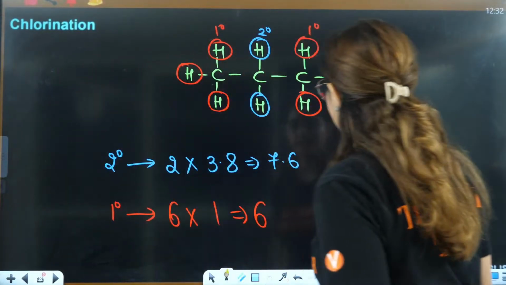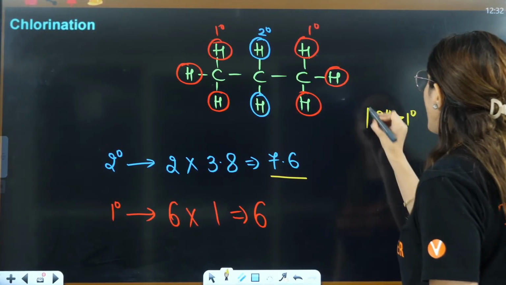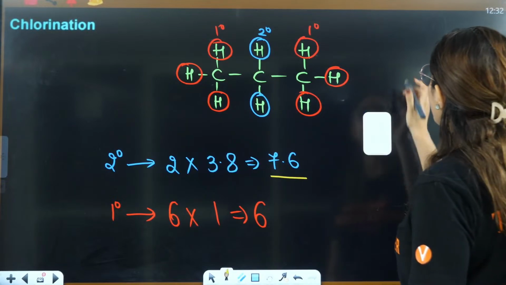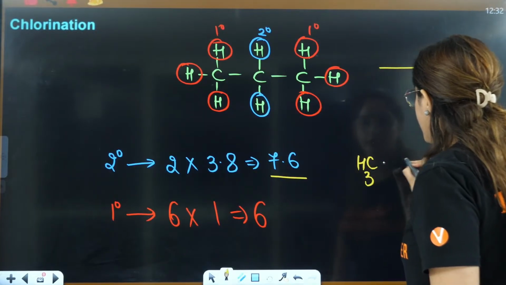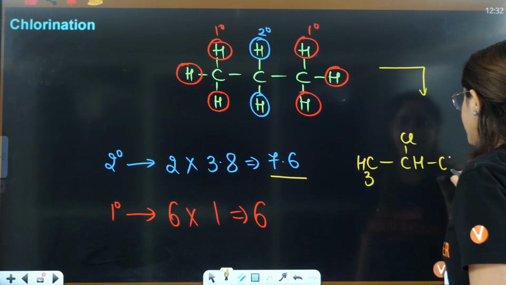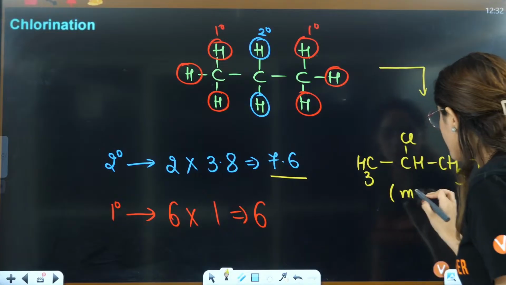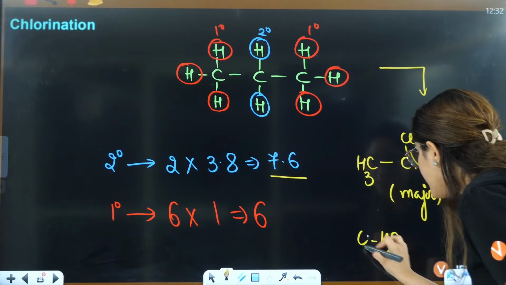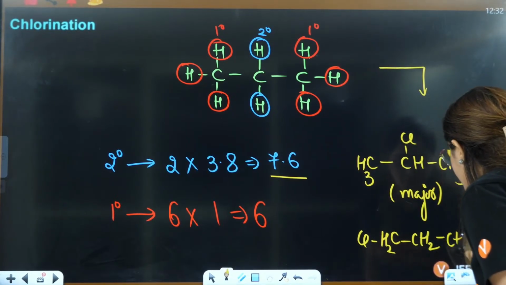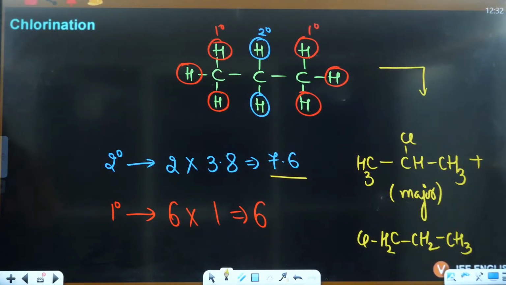So that means, can I say this factor is more? So 2 degree will be replaced here as compared to 1 degree. So answer here will be, when you replace it, 2 degree will be replaced. So answer here will be CH3, CCl, H and CH3. That is the major product that you will have. And minor product will be CH2Cl, CH2CH3. Replacement of 1 degree hydrogen will be the minor product here. It will be there, but it is minor product.